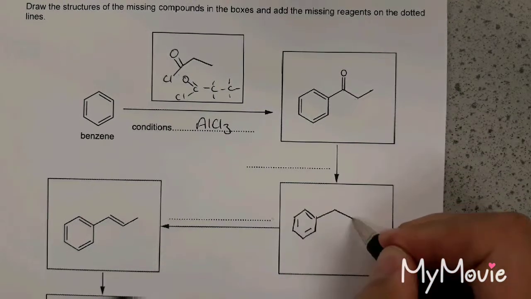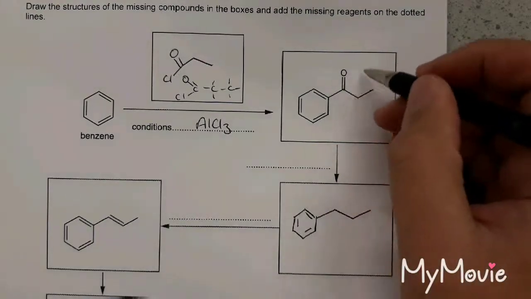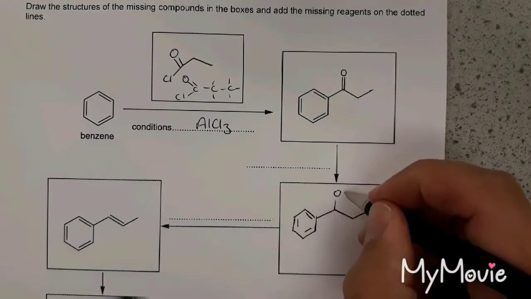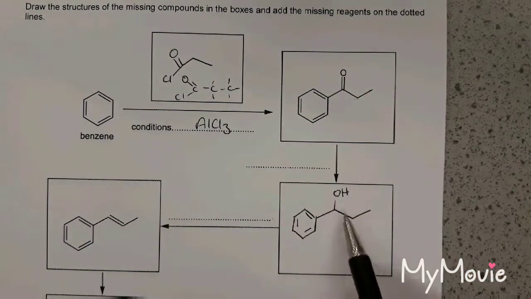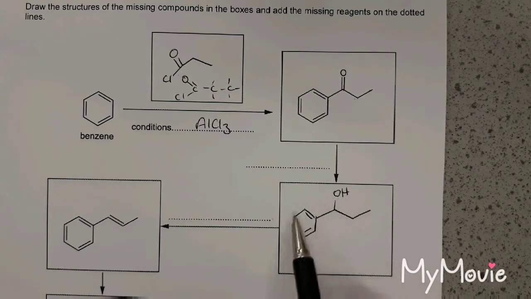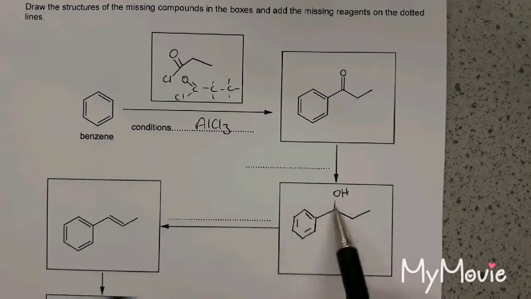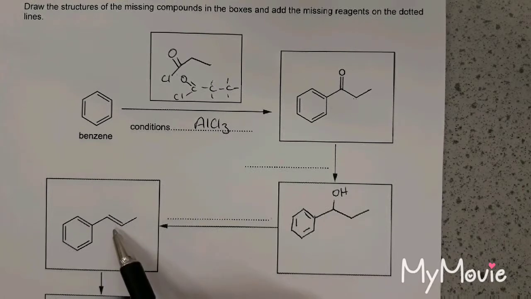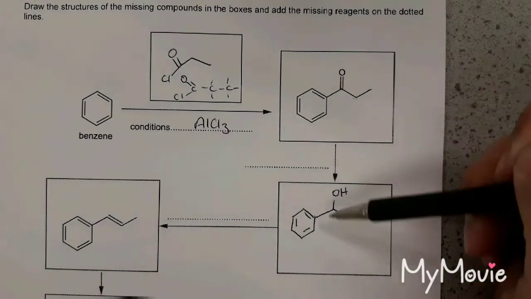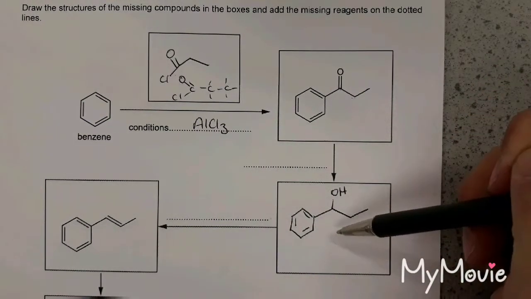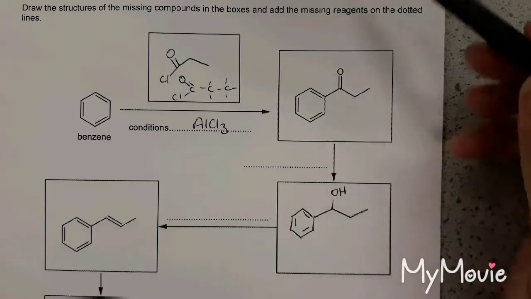Okay, so 1, 2, 3. So if I reduce my ketone to a secondary alcohol, that secondary alcohol then can be dehydrated and elimination can take place to convert that into an alkene. So that's my midway chemical, my midway product.